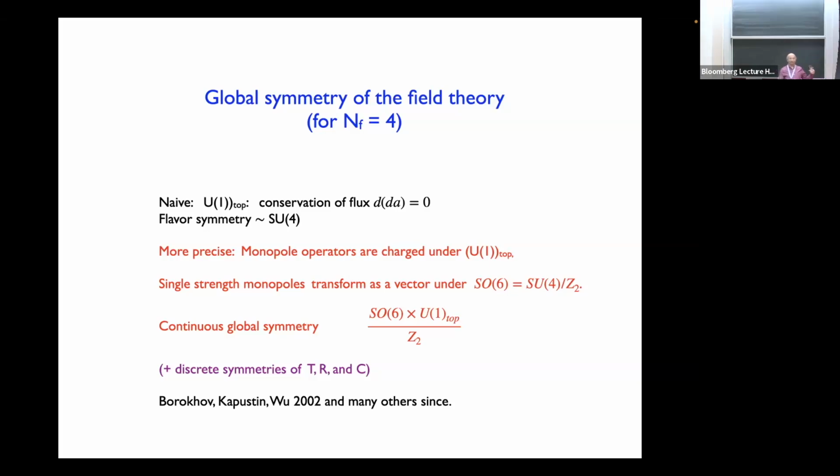Rotations flipping all of these by a minus sign can be compensated by a U1 phase rotation. And then there are discrete symmetries of time reversal, reflection, and charge conjugation. This was described a long time back, at least going back to this paper, perhaps earlier, and in many other papers since.